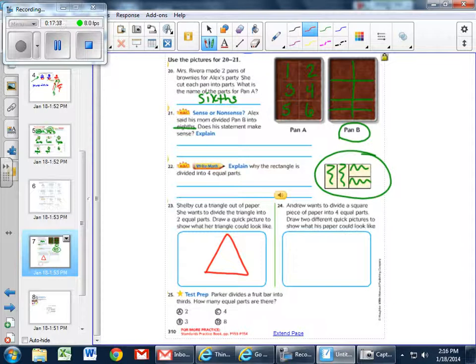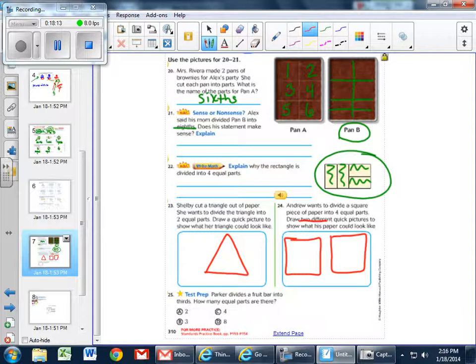Number 24, Andrew wants to divide a square piece of paper into 4 equal parts. Draw 2 different quick pictures to show how his paper could look. So he has a square piece of paper, meaning all sides are equal. How can you cut those 2 differently so that it has 4 equal parts? Go ahead and do that one. This problem-solving page seems easier than the ones that we've had in previous chapters. I think our math brains are growing.